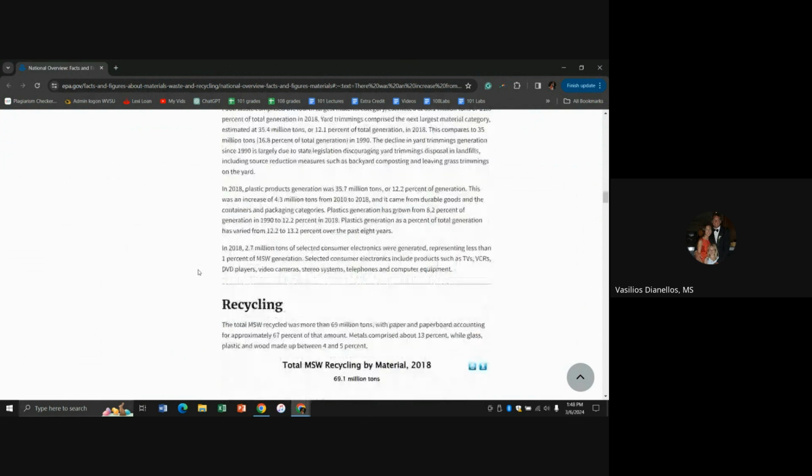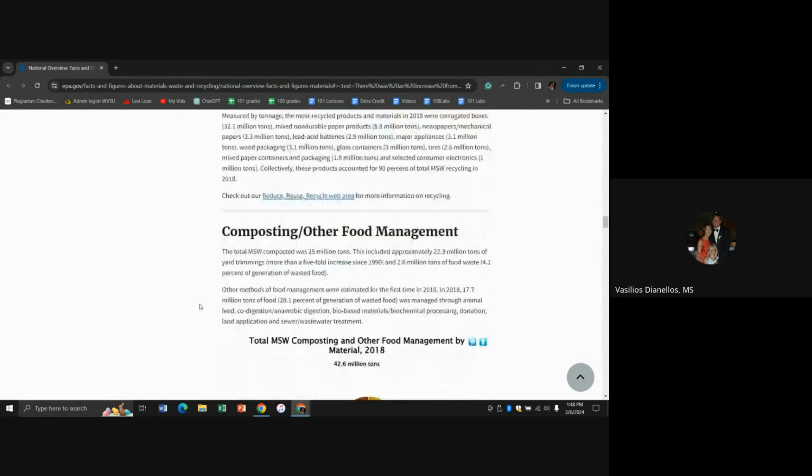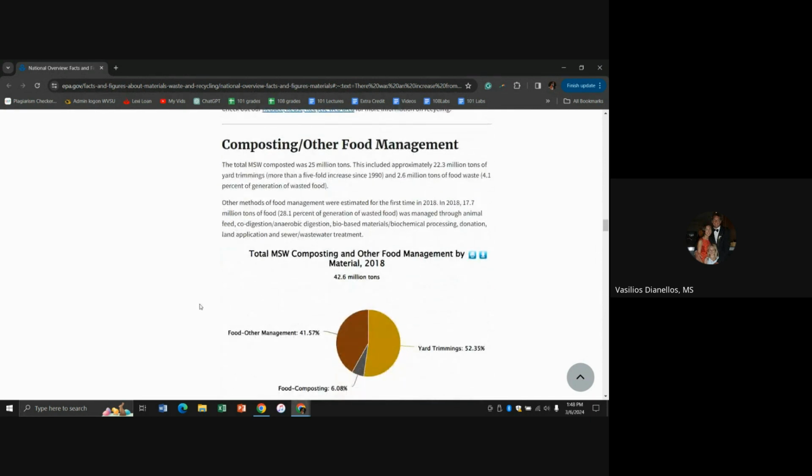And then we keep scrolling. The next question is about recycling, so you'll answer the same question, except this time it's about recycling. The most is paper and paperboard, followed by the metals, followed by rubber, leather, and textiles, followed by wood, and then plastic, and so on and so forth. Then you keep going down. The next category is composting and other food management. So again, yard trimmings, followed by food, followed by other food management and food composting. So it's all right there.